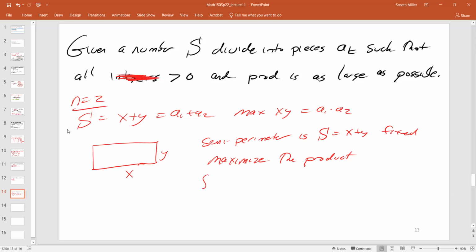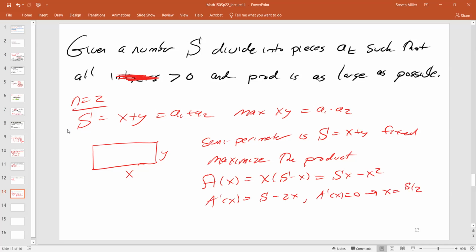So let's say we have the function area of x is just x times (s minus x), or sx minus x squared. So A prime of x is just going to be s minus 2x. So A prime of x equals 0 means x equals s over 2. What about the endpoints? A of 0 equals A of s equals 0. So max is when x equals y equals s over 2. This is the Farmer Brown problem.